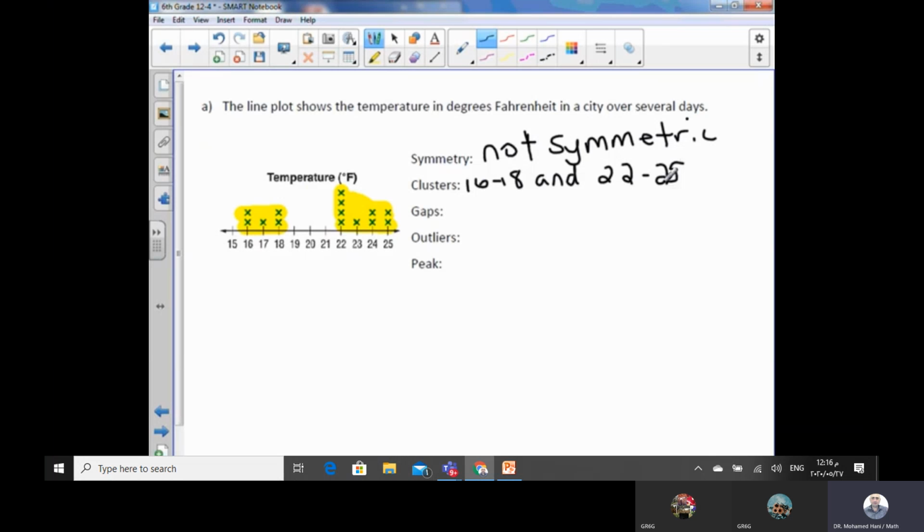There are some clusters. Gap, it has a gap right here. Okay, so our gap is from 19 to 21. Outliers, you would see outliers way off to one side or the other. And since I have nothing that appears that way, there's no need to go through all the calculations. So I would say there are none. And the peak, the highest point here, is 22.